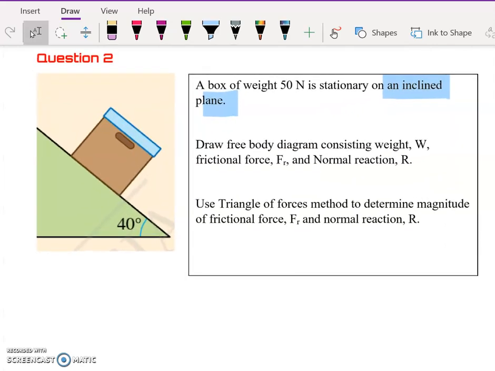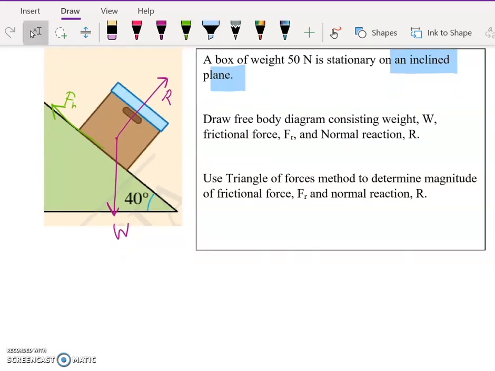So we have weight acting downward, normal reaction acting upward, must be 90 degrees to the plane, and we have frictional force acting against the motion of the box. Next, use triangle of forces method to determine magnitude of frictional force, Fr, and normal reaction.